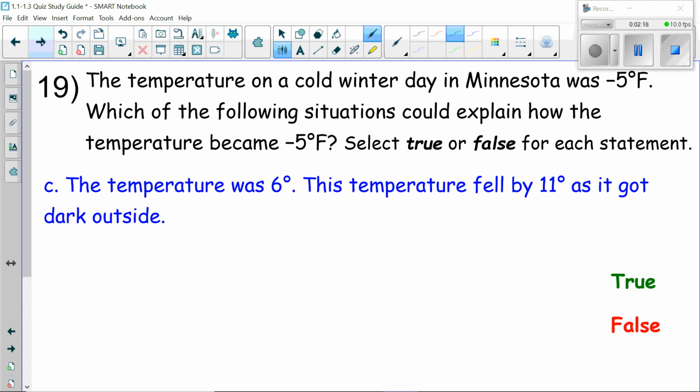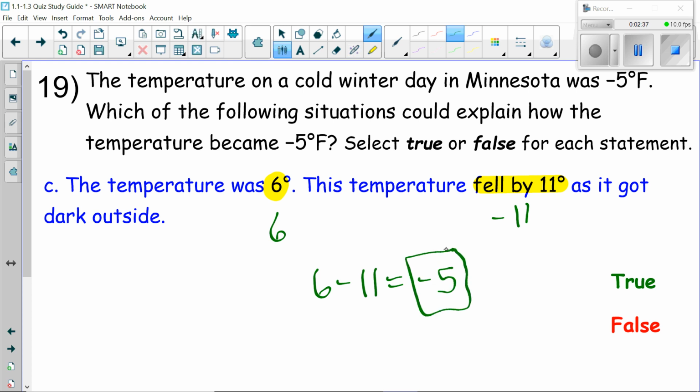19C. The temperature started at 6 degrees and then it fell by 11. So our two numbers are 6 and -11. 6 minus 11. We're going to end up in the negatives. Subtract, keep the sign of the negative. -5. So we have a -5. This answer is true.